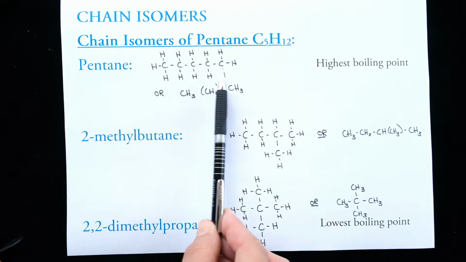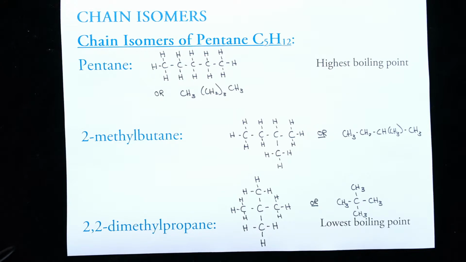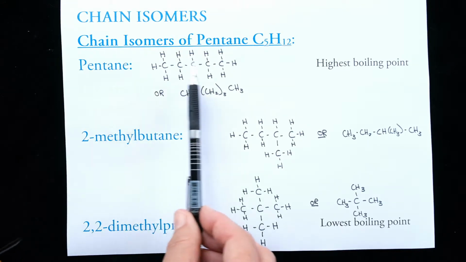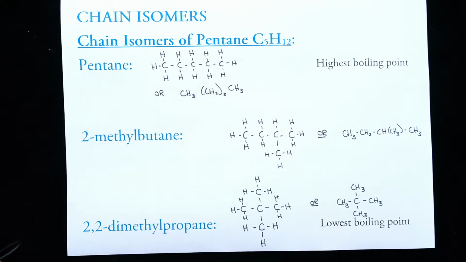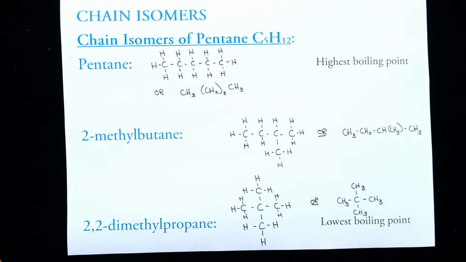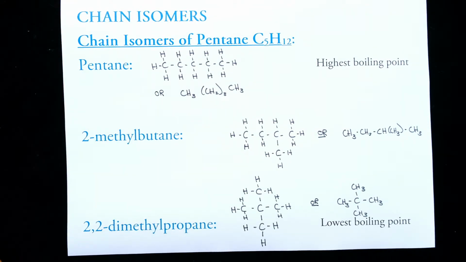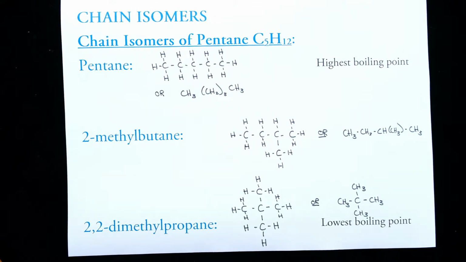The longer the chain, the stronger the van der Waals forces. They are non-polar molecules, so these are London van der Waals forces. The longer the chain, the stronger the London forces. The more spherical the molecule, the weaker the London forces. The weaker the force, the less energy is needed to break the bonds, therefore the lower the boiling points.